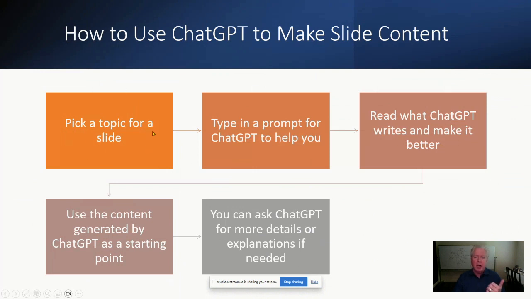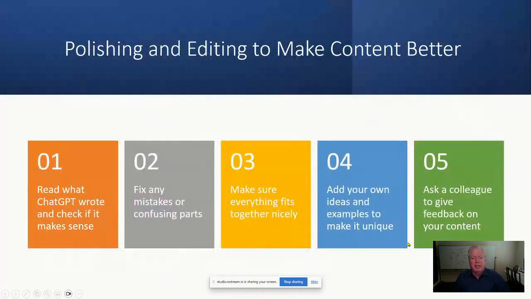Pick a topic for your slides and then type in the prompt that'll ask ChatGPT to give me some feedback. I read what it wrote, I refine it and ask it questions in order to get it to make it better. And then I use this content and you'll see how I did it. I bring it over into PowerPoint in raw format, meaning just text, before I make it look good like this. And then the last thing is if I need to talk with ChatGPT, I can do that.